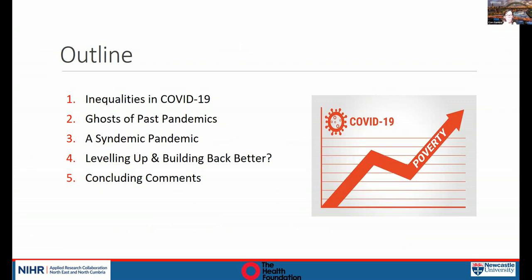So first of all, I'll briefly set the scene about the different types of inequalities in COVID-19. I'm then going to reflect on the parallels with what we can see from historical data in terms of socioeconomic inequalities in previous pandemics, such as the Spanish flu pandemic from 1918. I'm then going to introduce the concept of a syndemic pandemic, whereby I talk through some of the pathways whereby we see such big inequalities in COVID-19 outcomes. And in the final section, I'm going to talk about what all this means in terms of levelling up and various governments' agendas around how we can build back better and reduce health inequalities in the future.